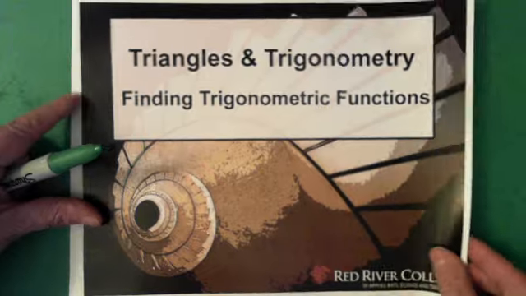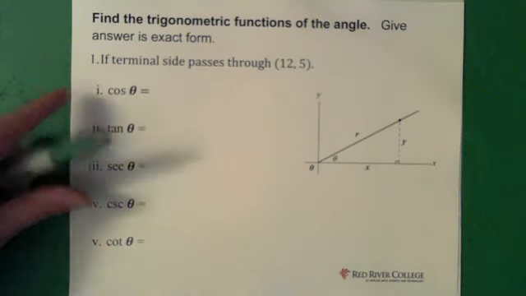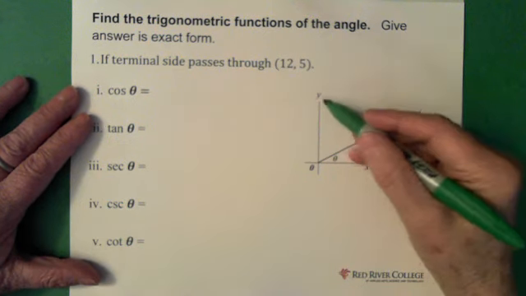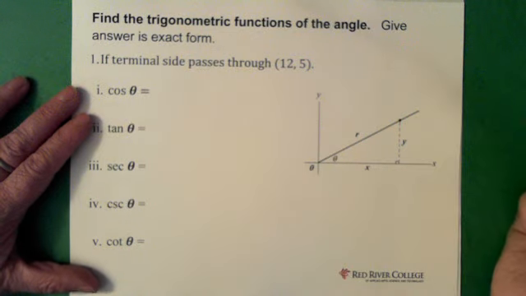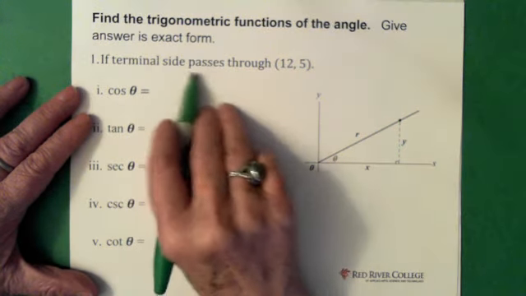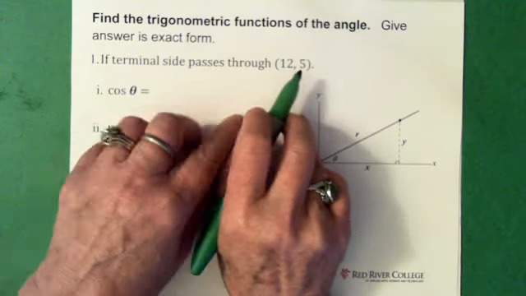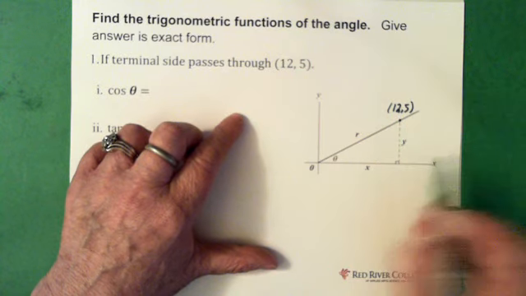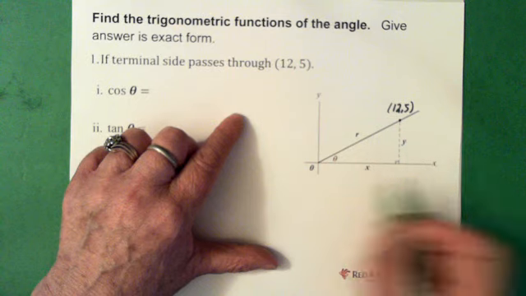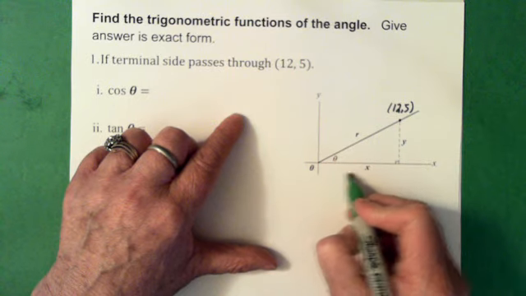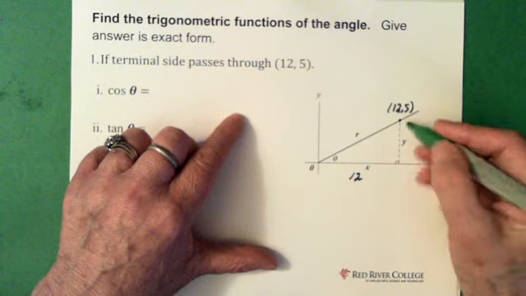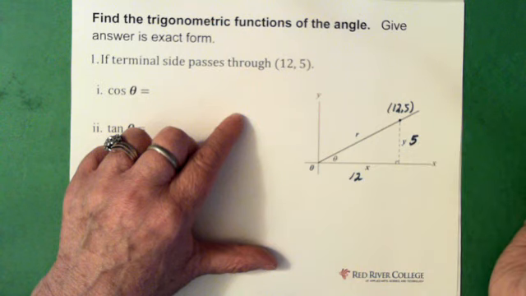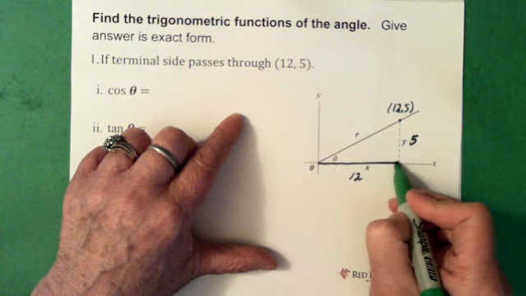This video is on finding trig functions. Here we have our x and y axis, and we have a line drawn up here. We're told that the terminal side passes through the point 12 and 5. So this point here is 12 and 5. The 12 is the x, so that's this length here, and the y is the 5, so this side here is our 5. This is our right angle triangle right here.